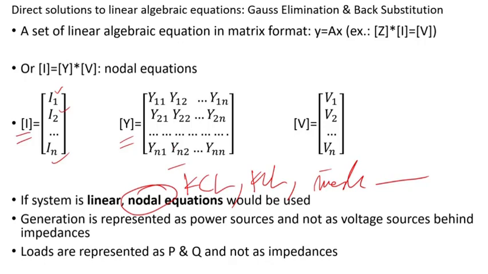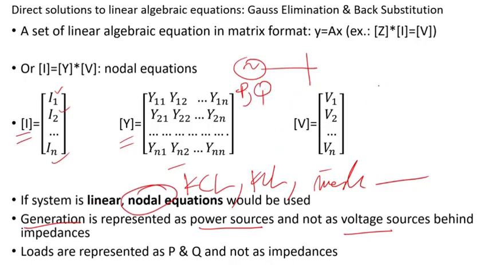But the problem is that in the power system, generation, power plants, are represented as power sources, not voltage sources behind impedances. In other words, when you have a generator connected to a bus, it's injecting P and Q, in some cases, and I'll talk about that. So when you have P and Q, now it's no longer linear.